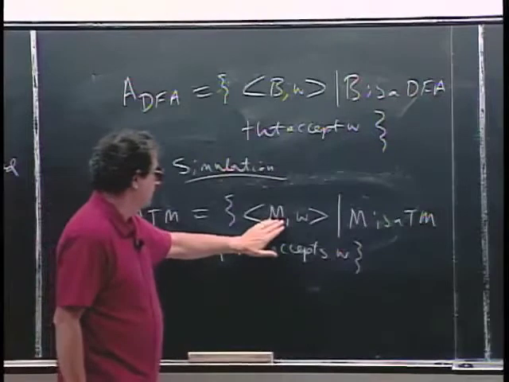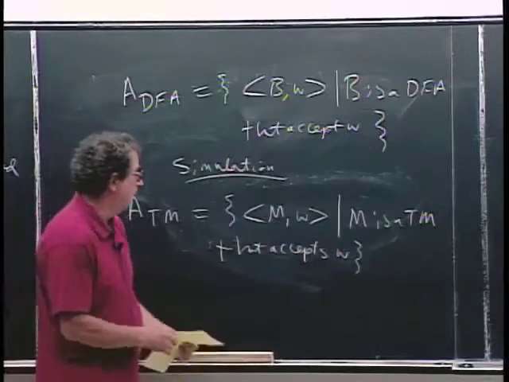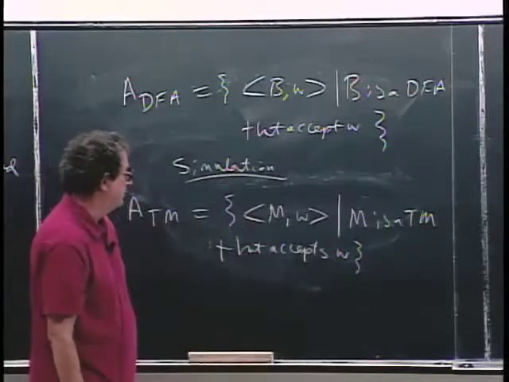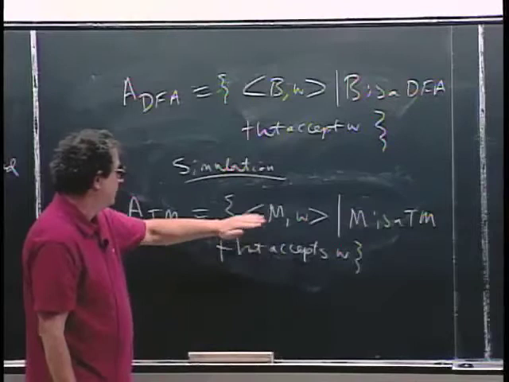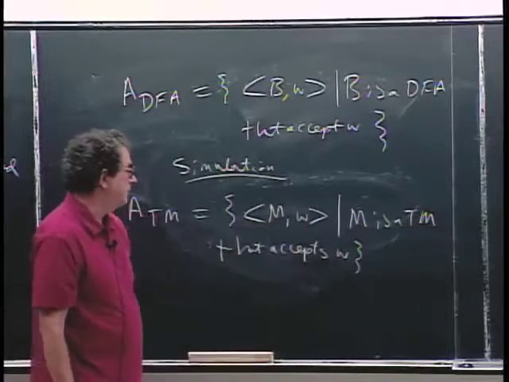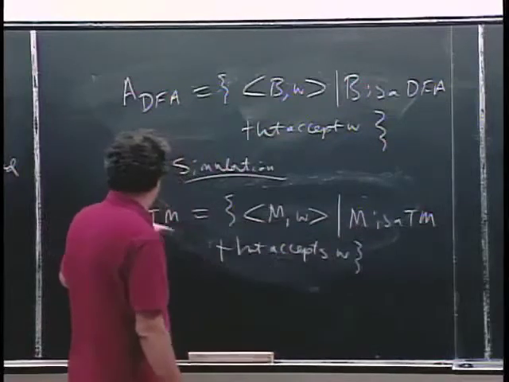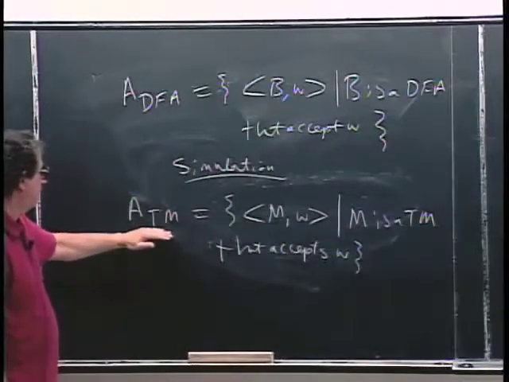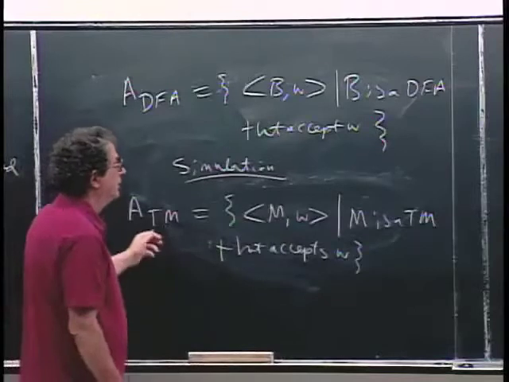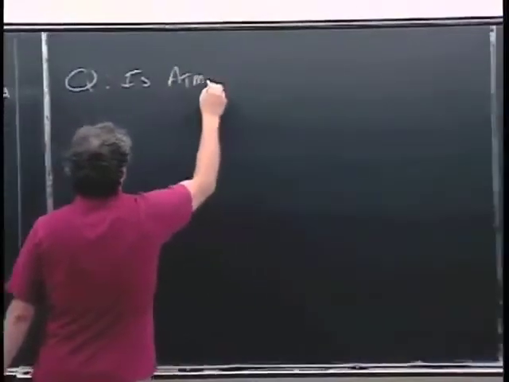And the description of M, of course, the formal description of any Turing machine is something we've talked about in great detail. So you have the transition functions, and you have the start state and the accept states and so on. So in comes a description of a particular Turing machine, M, and in comes a particular input, W. And if M accepts W, then this is in this language, ATM. Okay? Question, is ATM decidable?